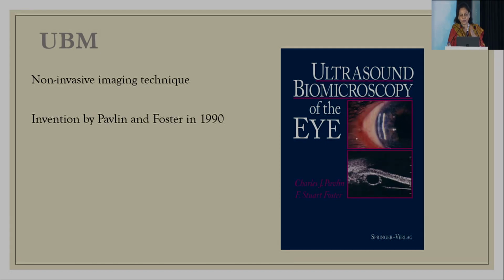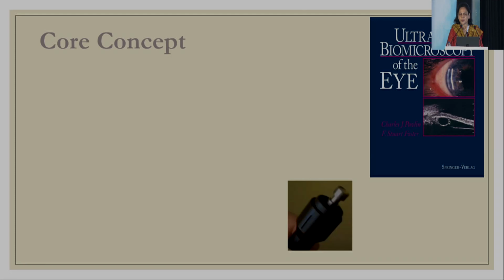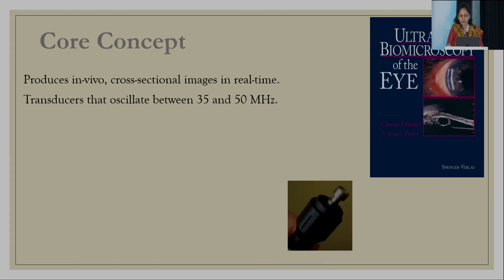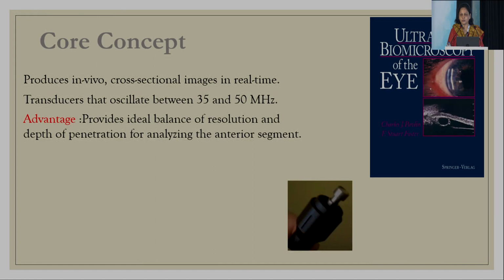Subjective is like if person A sees something, person B might not see that thing, and person C might see something different. That's subjective, it will be different for everyone. But for the objective method, there is a clear-cut calculation. So here UBM has an edge over gonioscopy. It gives us the objective assessment, and the core concept lies in the oscillating probe of the transducer, which oscillates between 35 to 50 megahertz, sometimes going up to 100 as well. This frequency gives us the ideal balance of resolution and depth penetration for seeing the structures.